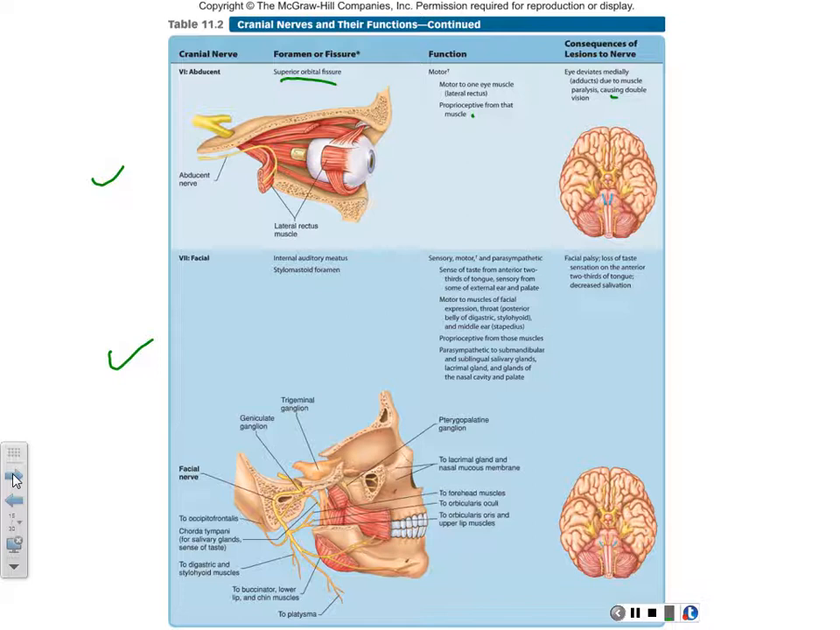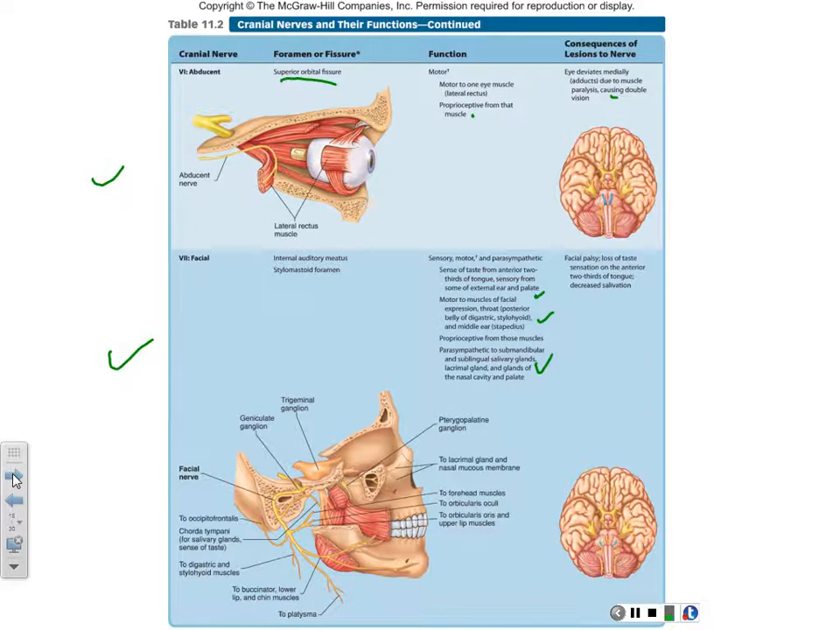It also controls the tongue, sensory, the anterior, the front 2/3 of your tongue. All those taste buds are controlled by that. Okay? And then motor to the muscles of the face for facial expression, and then of course proprioception of those muscles. Always when a cranial nerve controls muscles, there's always proprioception that judges.